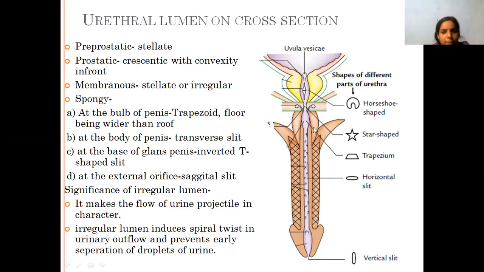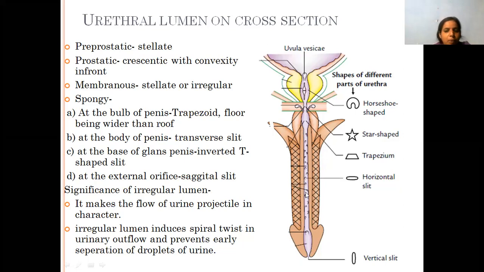Then the membranous part of the urethra is again stellate or irregular. The spongy part is the one which is passing through the penis, right? So the spongy part has different shapes. See, this is the bulb of the penis, where it is trapezium shaped. This is the body of the penis.